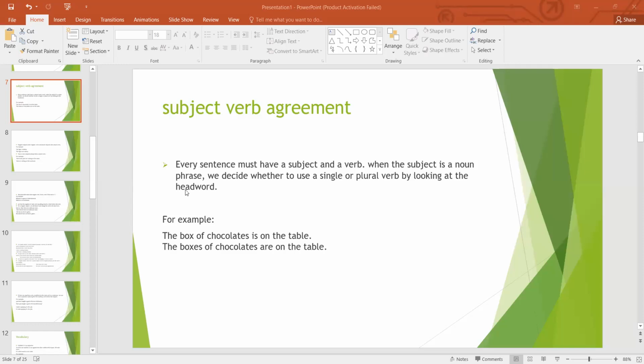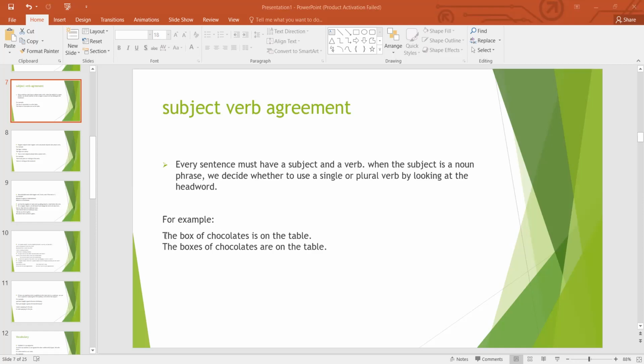Now, what is subject-verb agreement? Every sentence must have a subject and a verb. When the subject is a noun phrase, we decide whether to use a singular or plural verb by looking at the head word, which means you must see whether the subject is plural or singular, because you need to put a singular or plural verb by looking at the head word.